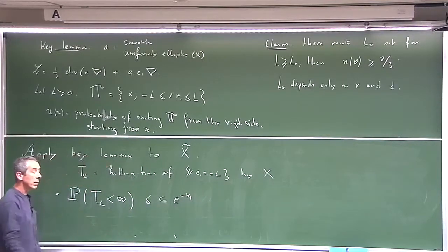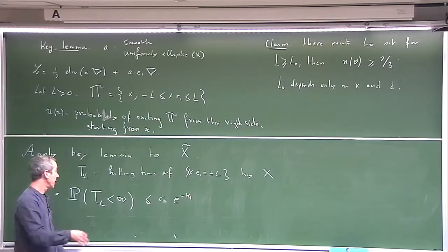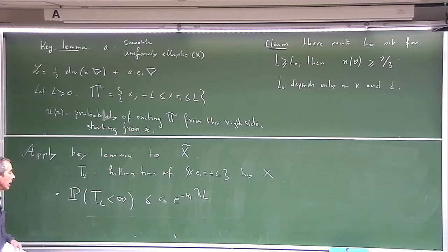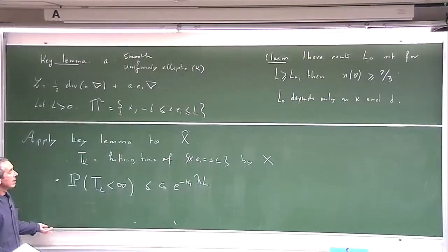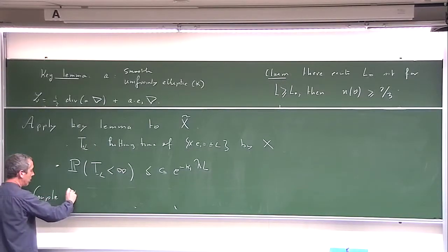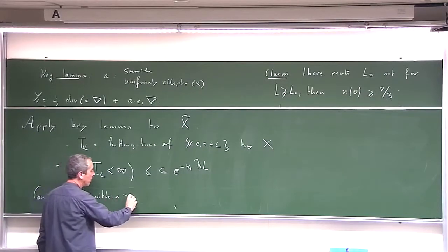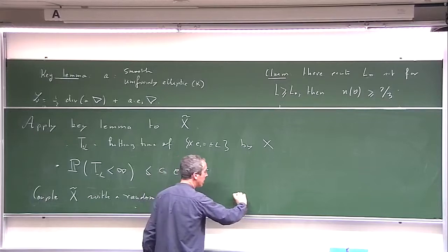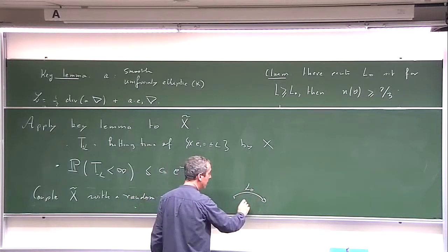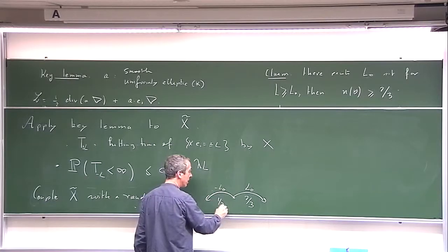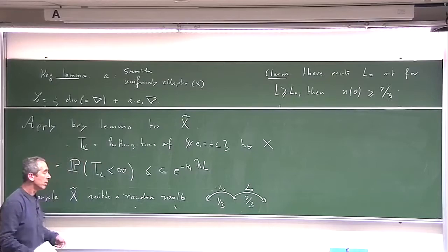Now, if you do it on the scale of X tilde, then you get an exponential decay in terms of L. But then when you move back to the original scale, you get an exponential decay in terms of lambda L. Okay? And that's easy, because you can compare the process X tilde with a random walk which has a bias. So you use the key lemma to couple the process X tilde with a random walk which jumps by length plus L0 with probability two-thirds, and jumps in the other direction, by length minus L0, with probability one-third. And this kind of estimate is straightforward for a random walk.